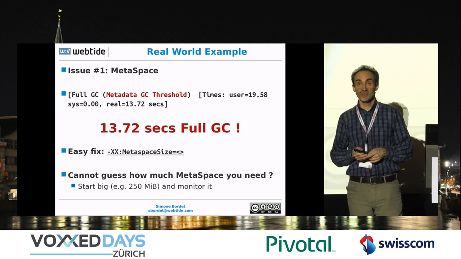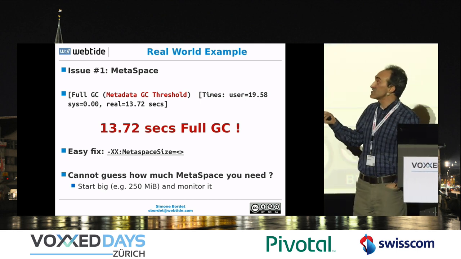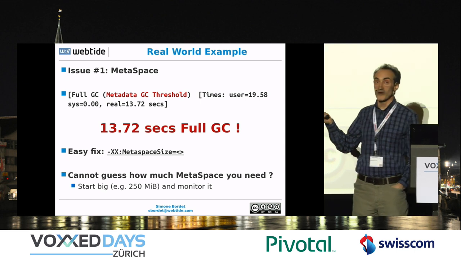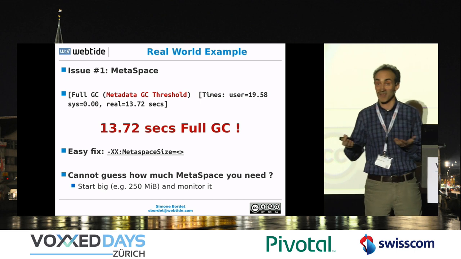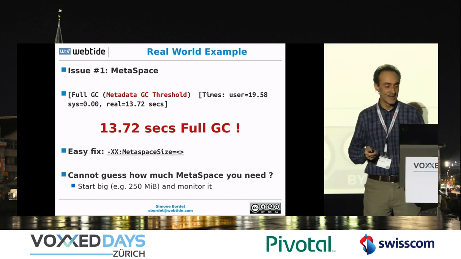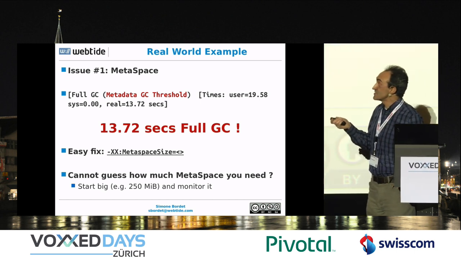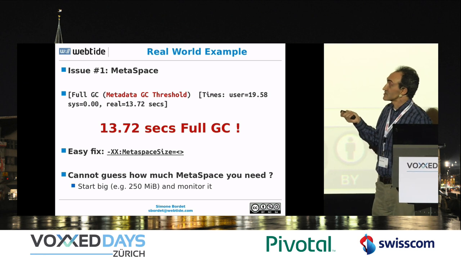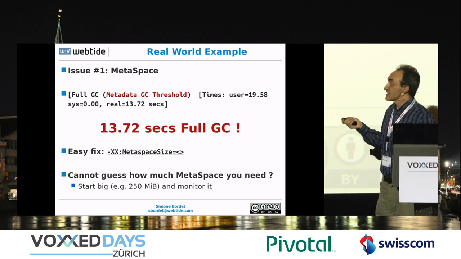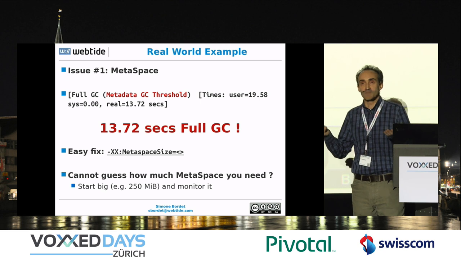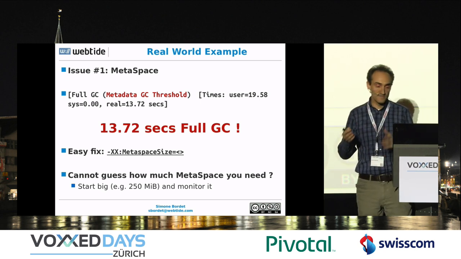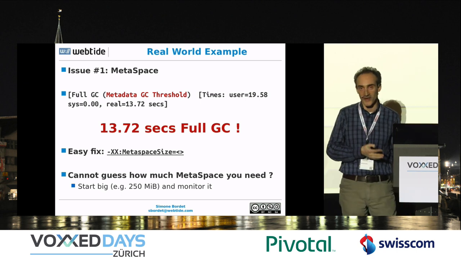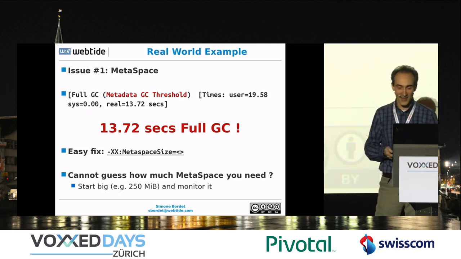And that's not good. Imagine how many requests have been ignored in these 14 seconds when you have 20K per second. It's a lot. The problem is easy to fix: you just enlarge the metaspace size. The problem is that you have no idea how big it must be, so you have to try and error. So do your homework before you go to production.